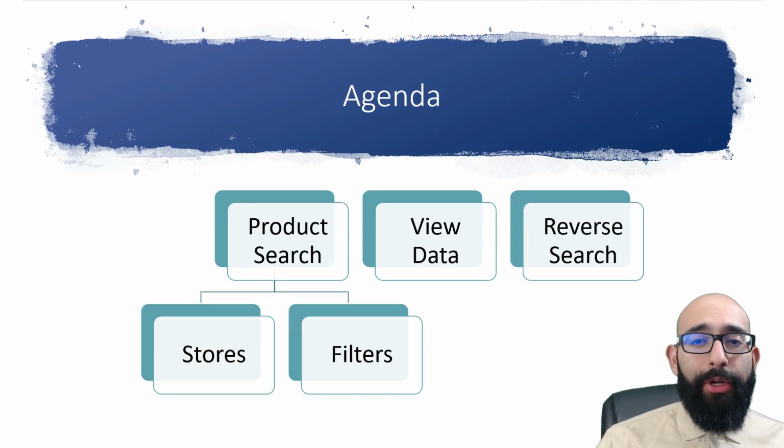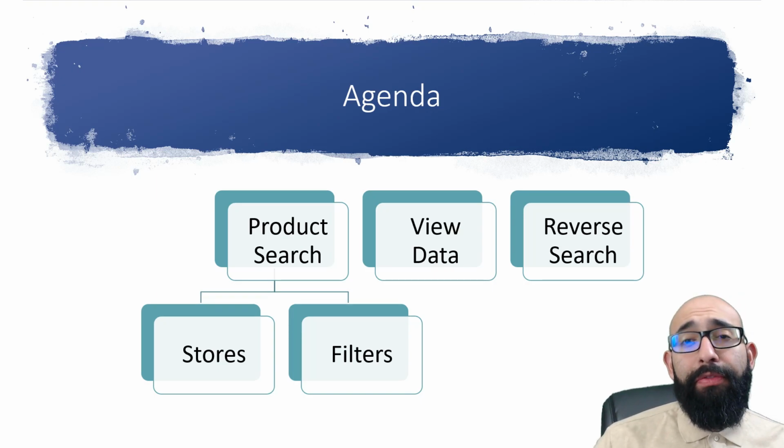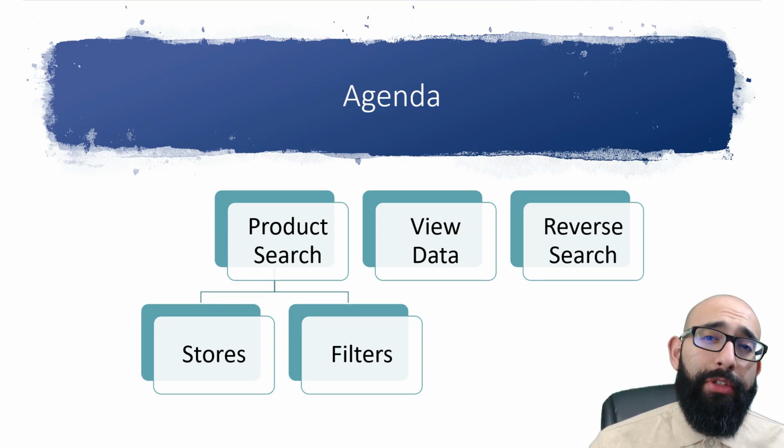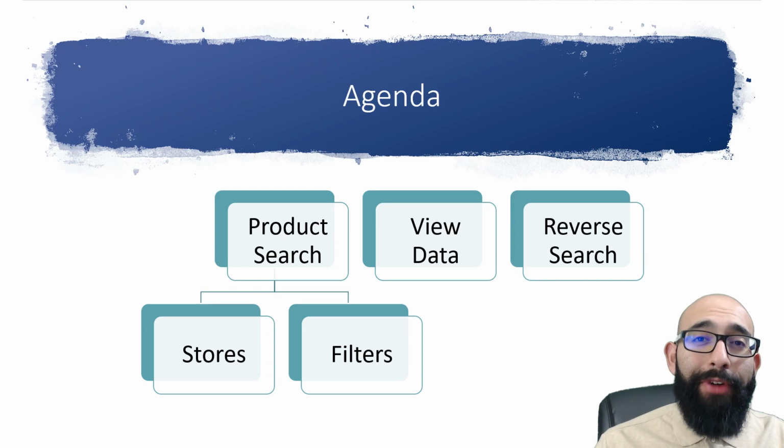On today's agenda, we're going to go over how to do a product search, the different types of stores, and also the filters that I personally use. We'll go over how to view the data and do a couple of live examples to show you how to find products that will generate a profit. And lastly, we'll discuss how to do a reverse search on a competitor to find profitable items to sell. So with that, let's begin.